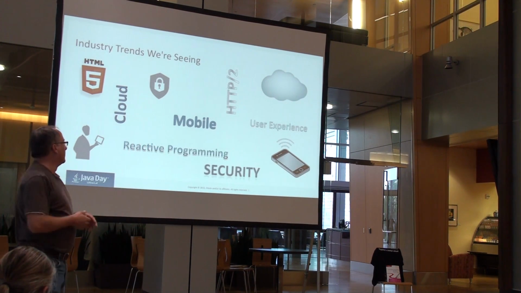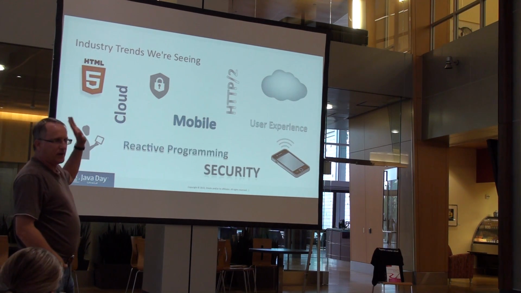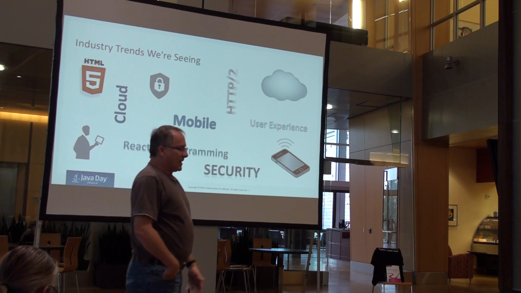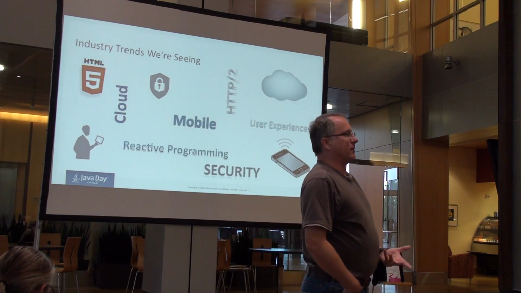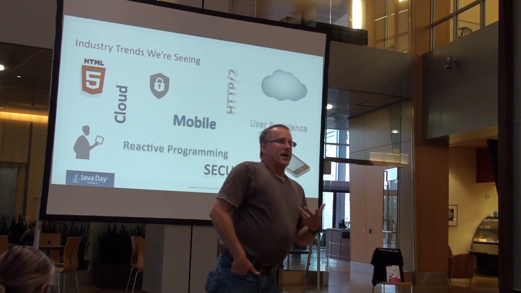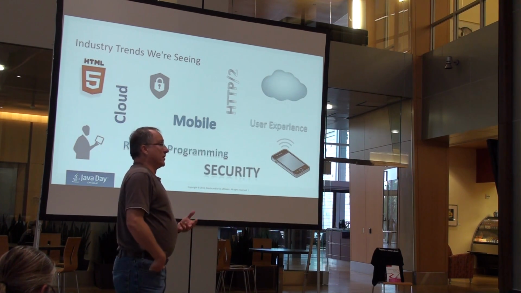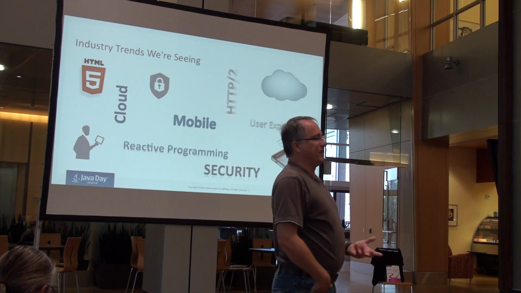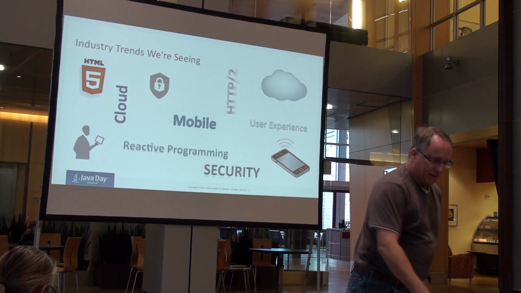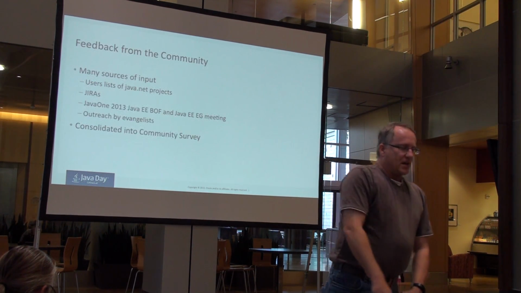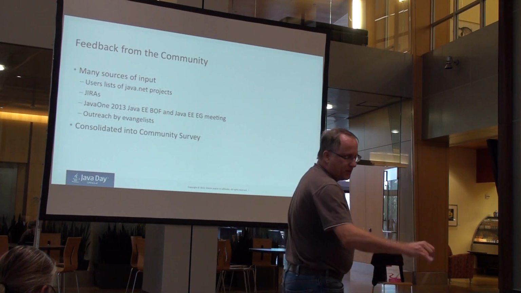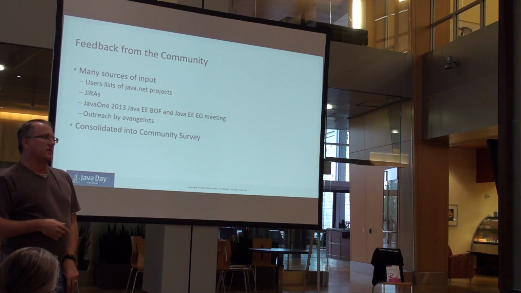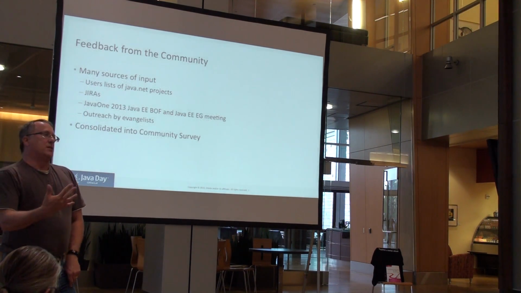We look at trends, and you can see obviously HTML5 and cloud are really big, and mobile and so on. But we also gathered a lot of requirements from other expert group members, from other vendors, from the community, right? It's actually much more involved than you might think in terms of how we decide what features are going to be in Java EE. We also go to Jira bugs. It's a surprisingly rich source.